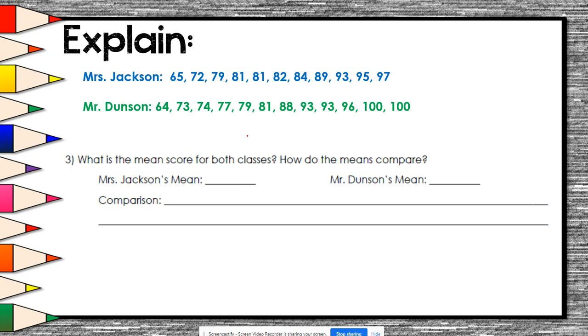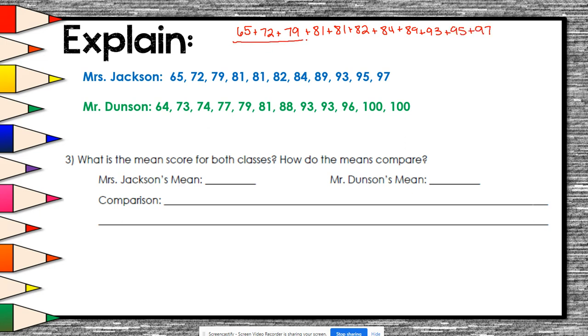Number 3 says, what is the mean score for both classes and how do they compare? Well, remember to find mean, we add up all the values in our data set. So for Miss Jackson, we would add 65 plus 72 plus 79 plus 81 plus 81 plus 82 plus 84 plus 89 plus 93 plus 95 plus 97.